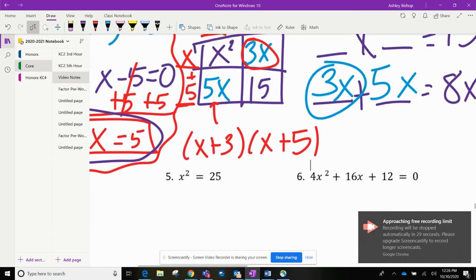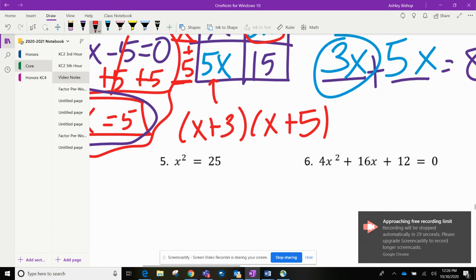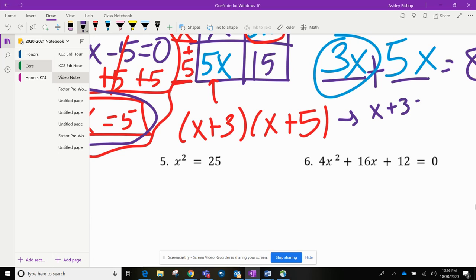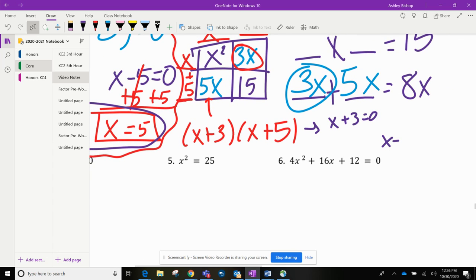Alrighty, then I'm just going to do the opposite. So I need to set these equal to 0. x plus 3 equals 0. x plus 5 equals 0. And I'm going to get cut off, so please watch the next video for the answer to this and then another problem.